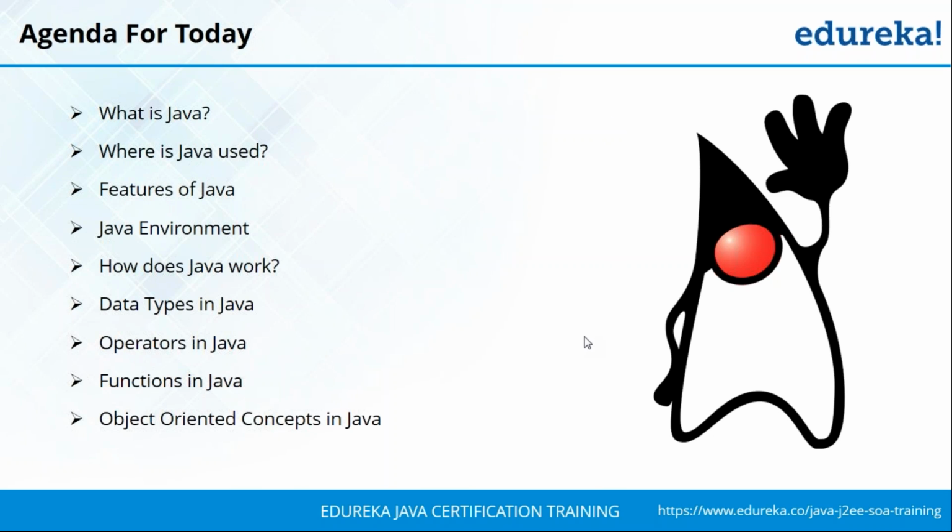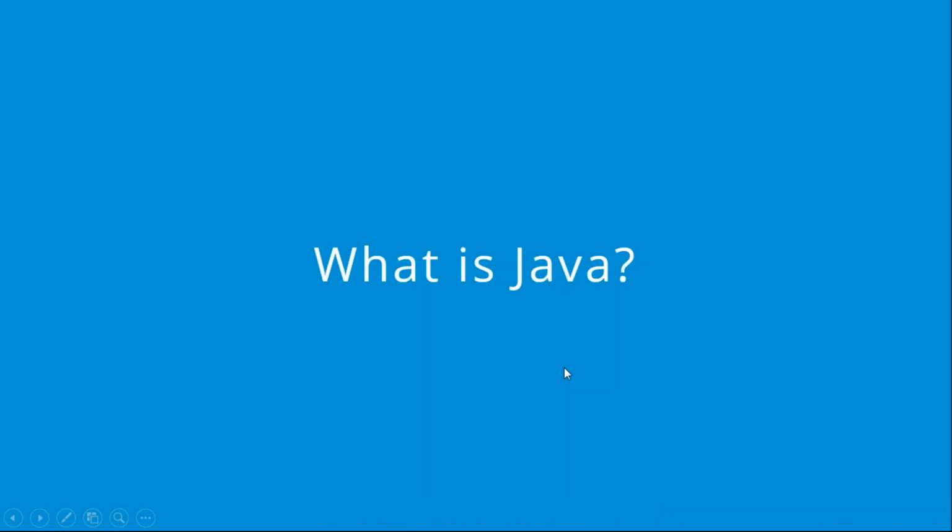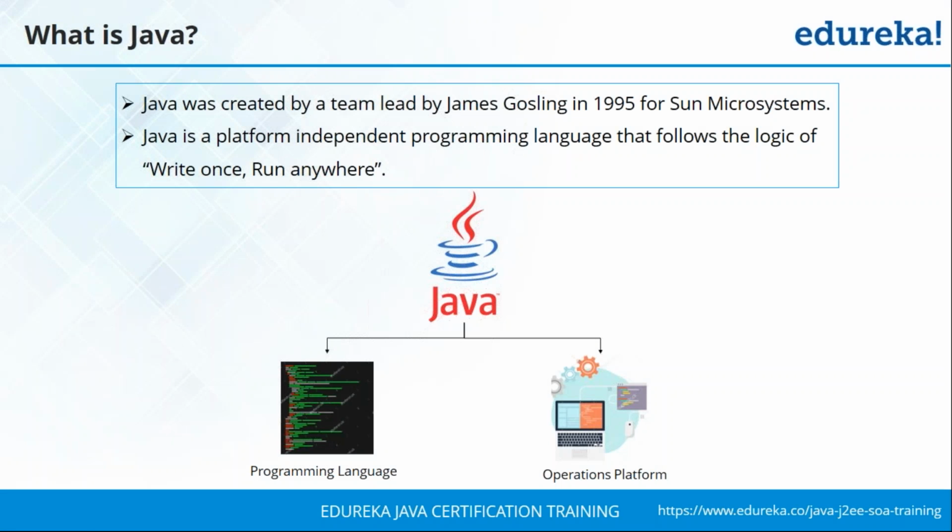So without wasting any time, let's move forward and discuss the first topic, that is what is Java. Now, Java is a programming language that was created by a team led by James Gosling in 1995 for Sun Microsystems. To help you understand better, the need for creating a separate programming language, while C and C++ were dominating in the industry, was quite straightforward.